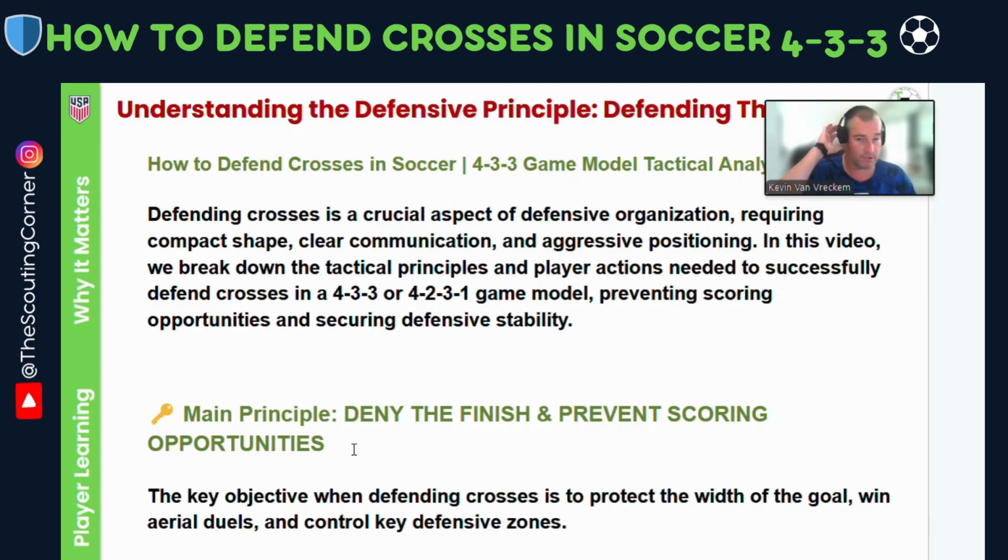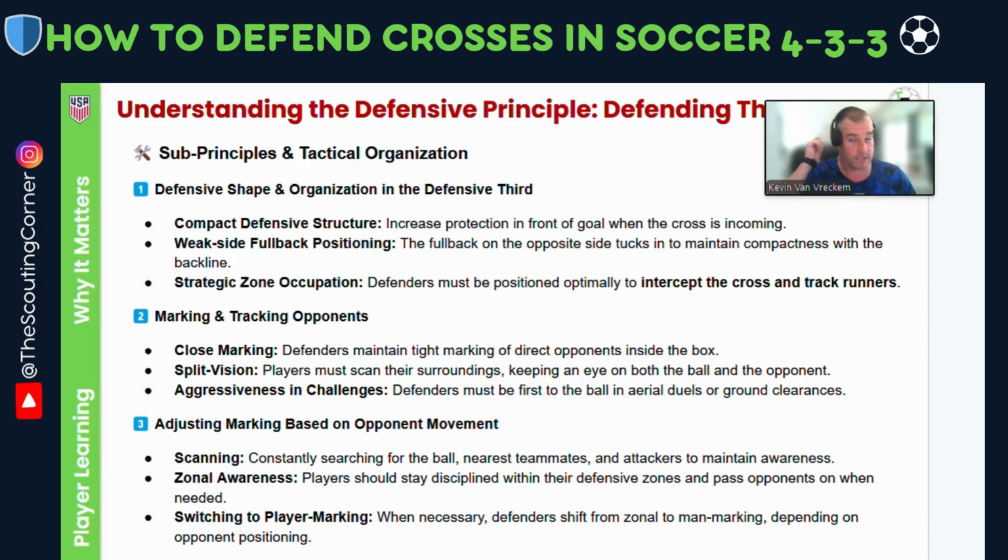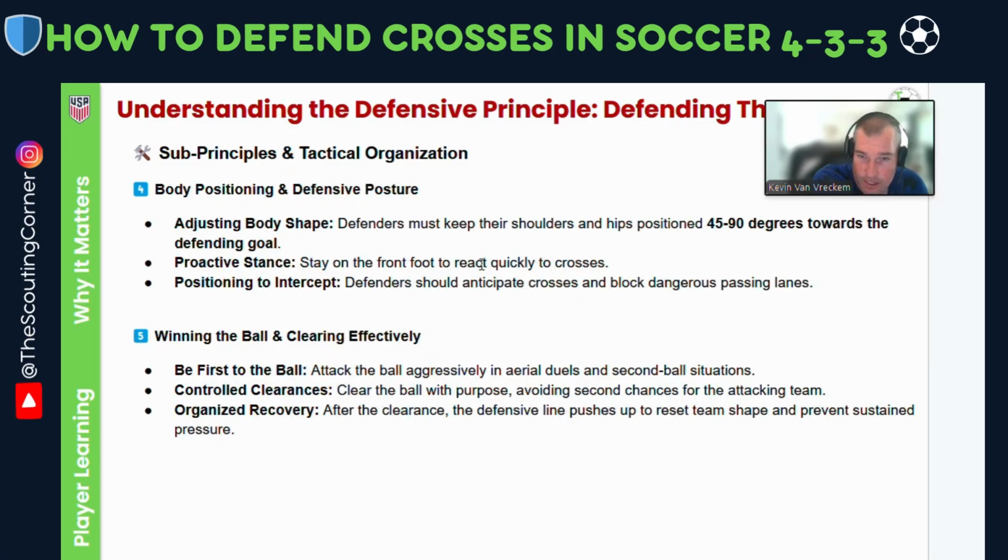So the main principle here is you want to deny the finish, prevent scoring opportunities, obviously. The sub-principle is defending the cross, so you're looking at your defensive shape and organization. Marking and tracking opponents, you go from zonal to man marking. I mentioned the split vision and the aggressiveness is very important. Player action, scanning. Obviously, you want to see what the open spaces might be that they might cross the ball into. So awareness on where you are. So that's the zonal awareness, and then player marking. I mentioned that. So that's the sub principles.